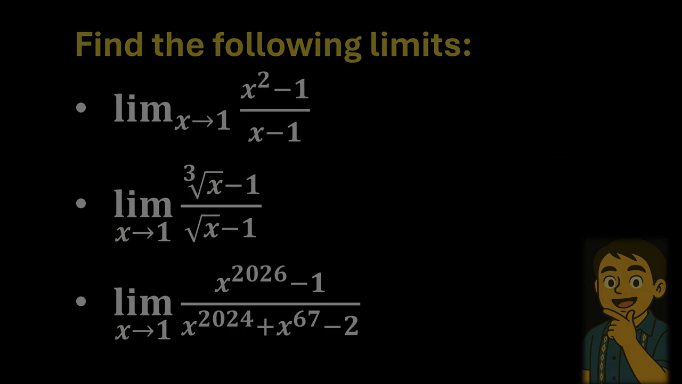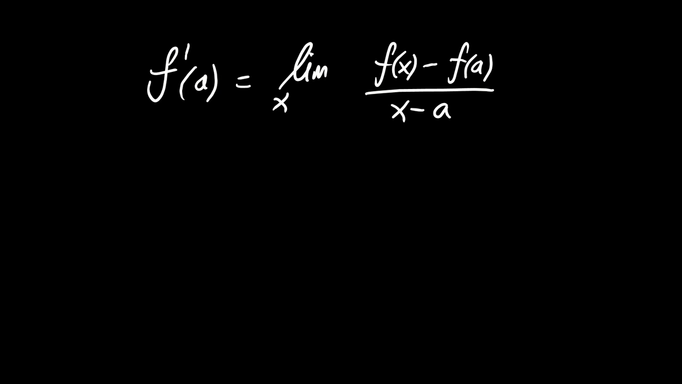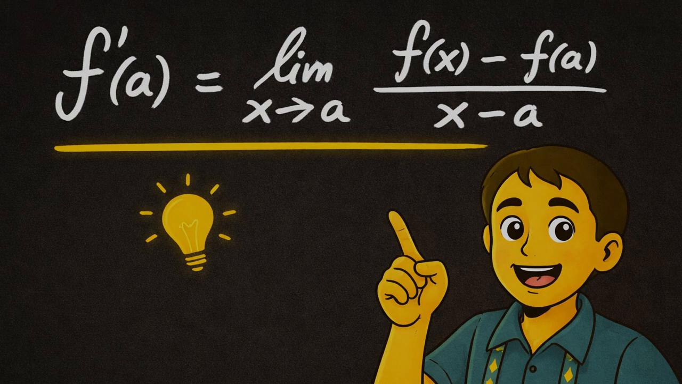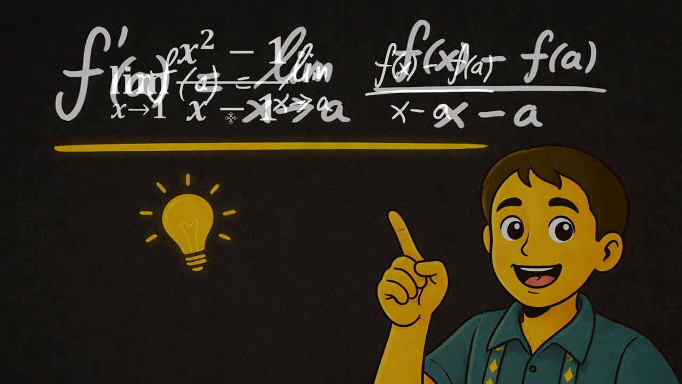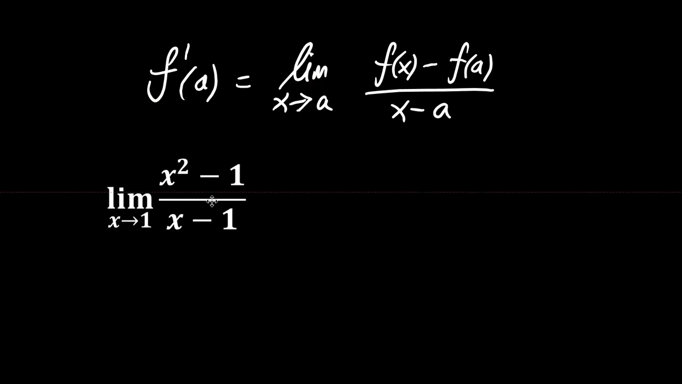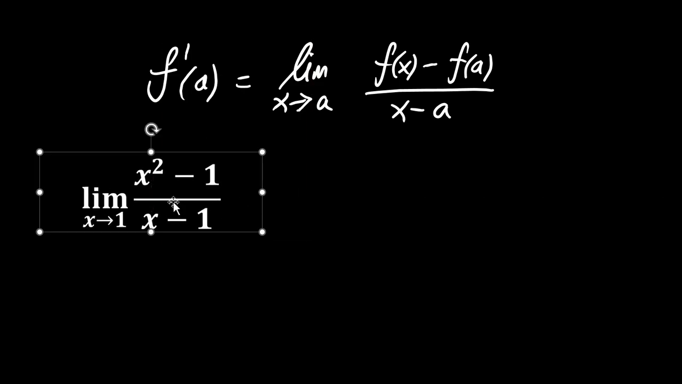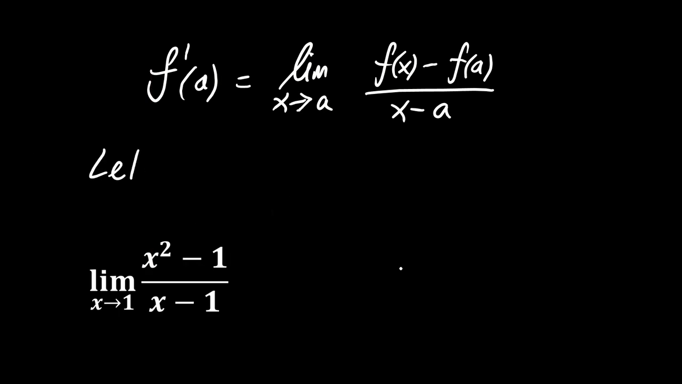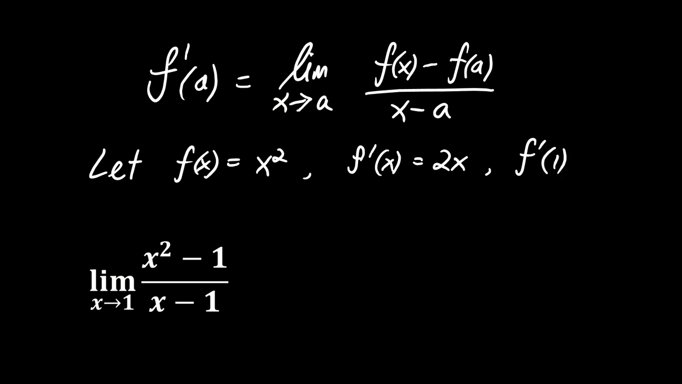First and foremost, let's recall f prime a as the limit of f(x) minus f(a) over x minus a, when x approaches a. So for the first question, we can use this definition to get the answer directly. We will let f(x) in this case be x squared, and therefore f prime x equals 2x, and therefore f prime 1 equals 2.